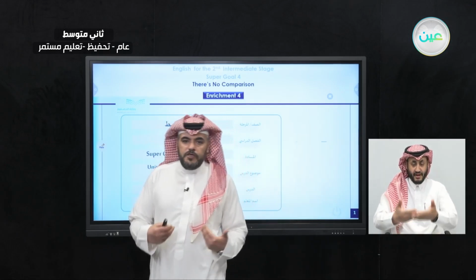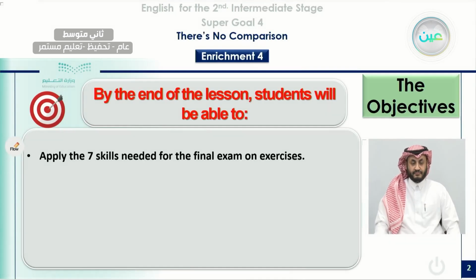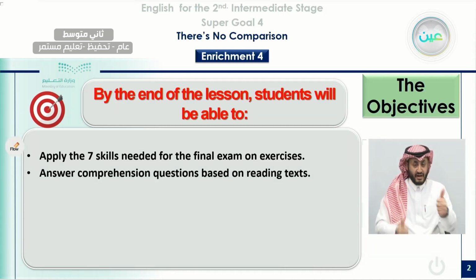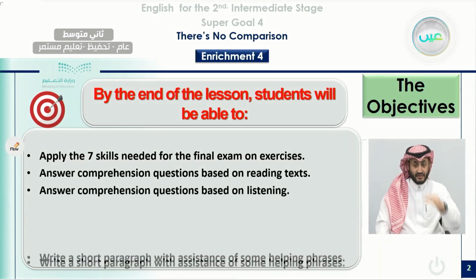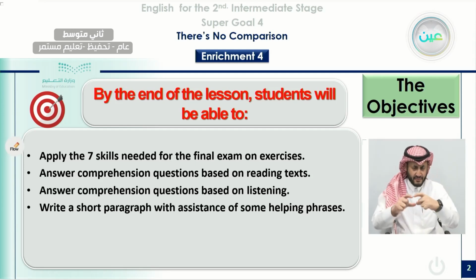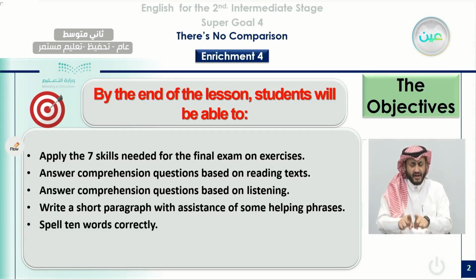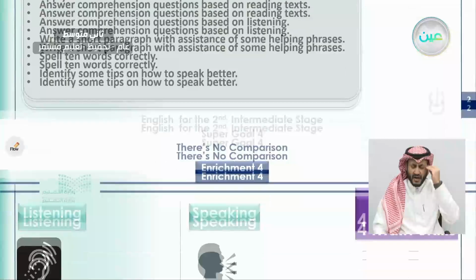Let's start our class today by reviewing the plan or the objectives that we are planning to achieve at the end of this class, inshallah. At the end of the class, students will be able to apply several skills needed for the final exam on some exercises. Also, they will be able to answer comprehension questions based on reading text, and also they will answer some questions based on listening. They will be able also to write a short paragraph with assistance of some helping phrases or questions. The students will be able to spell 10 words correctly. Also, they will be able to identify some tips on how to speak better.